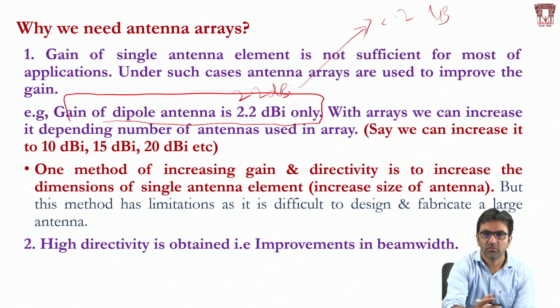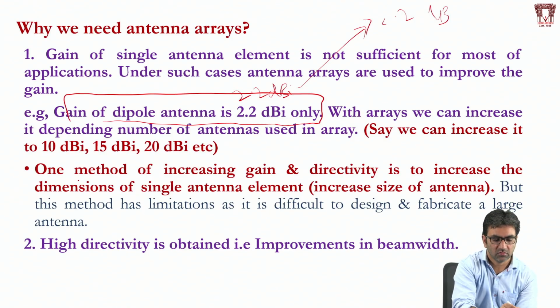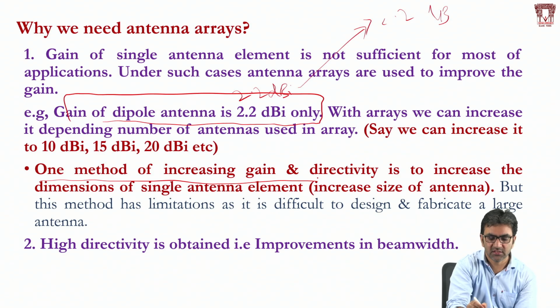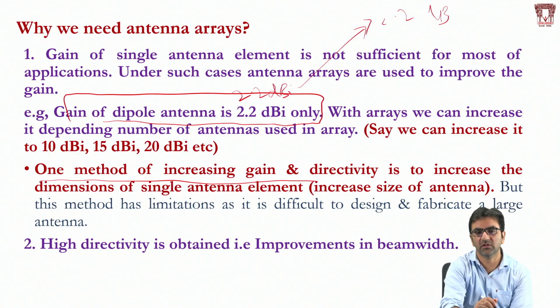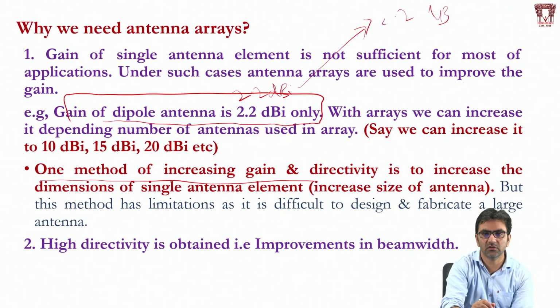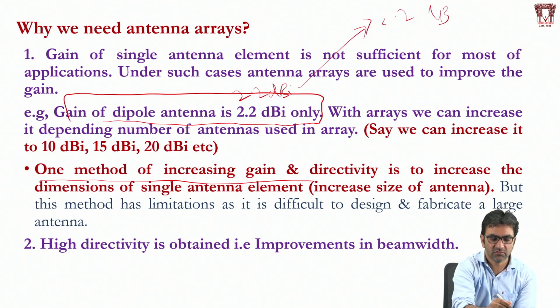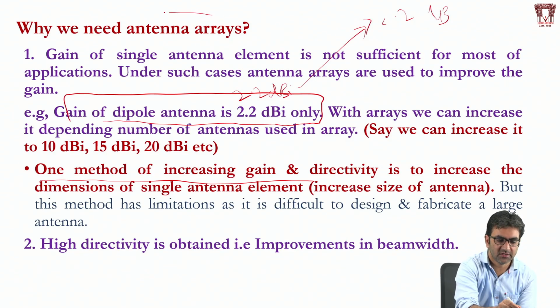We may need 6 dB, we may need 10 dB, we may need 15 dB. So what we will do? One method of increasing the gain is to increase the dimension of the antenna, but that will not work every time, because it is very difficult to design an antenna with large dimensions and then fabricate it practically. That is the reason we are going for antenna arrays.